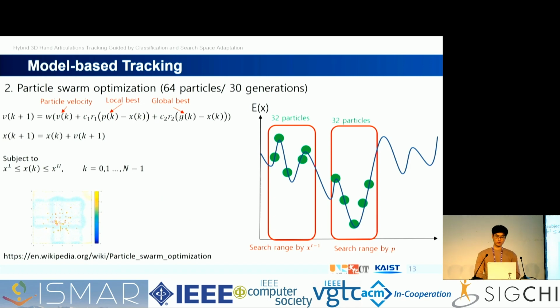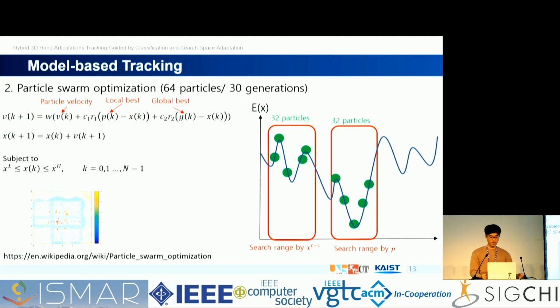To solve the objective function, we employ the particle swarm optimization. As you see in this video, the particles search for the solution within a fixed search space. The particles move to the local best and the global best. The local best is the best position of each particle by iteration k, and the global best is the best position of all particles by iteration k.